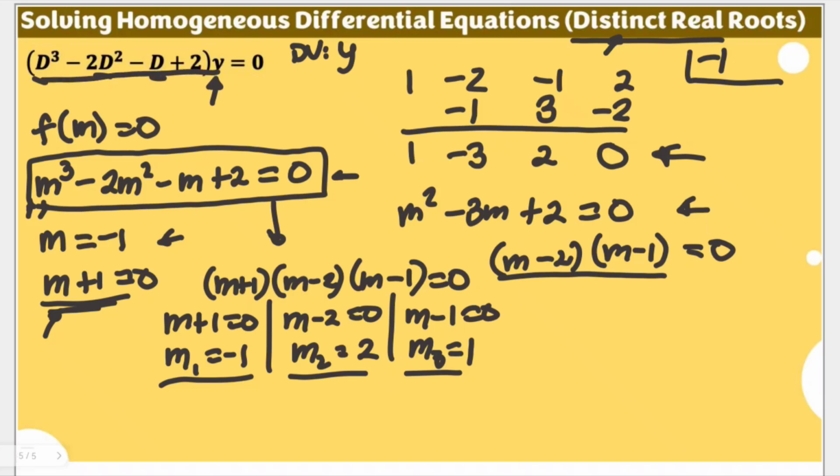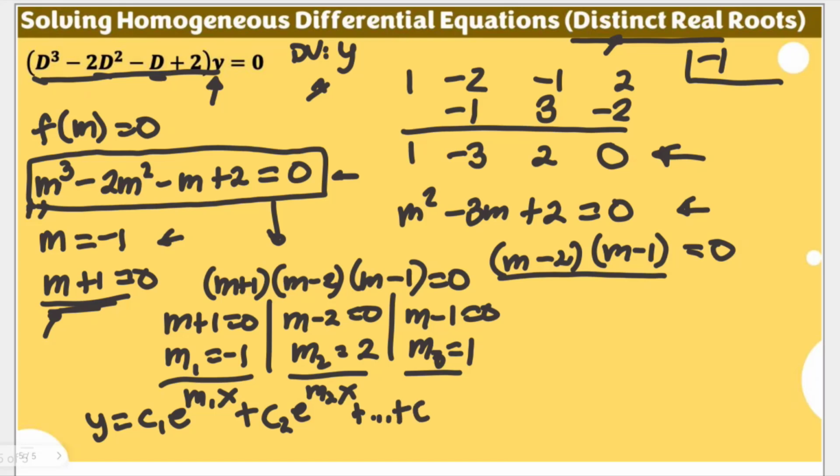The solution, using your dependent variable, is expressed in this manner. The general solution when our roots are distinct and real is y is equal to your first constant, any constant, c sub 1, e to the power of m1 times x, plus your second constant times e to the power of m2 x, plus dot dot dot plus c sub n, if there are n possible roots, e to the power of your nth root times x. So since there are 3 of them, we expect to have 3 terms here, and we will end up until c sub 3.